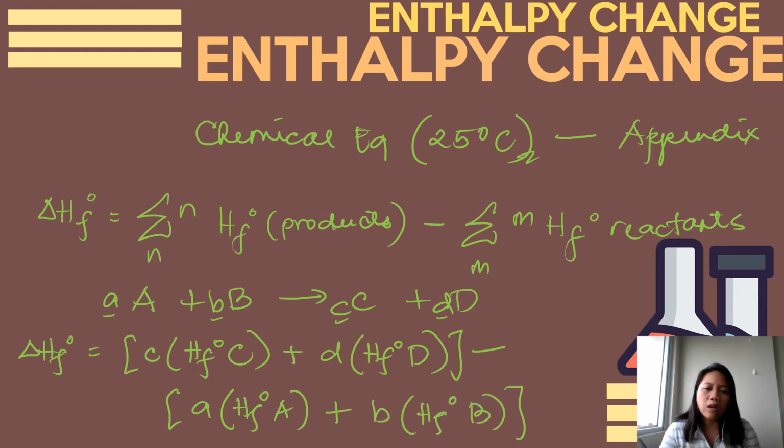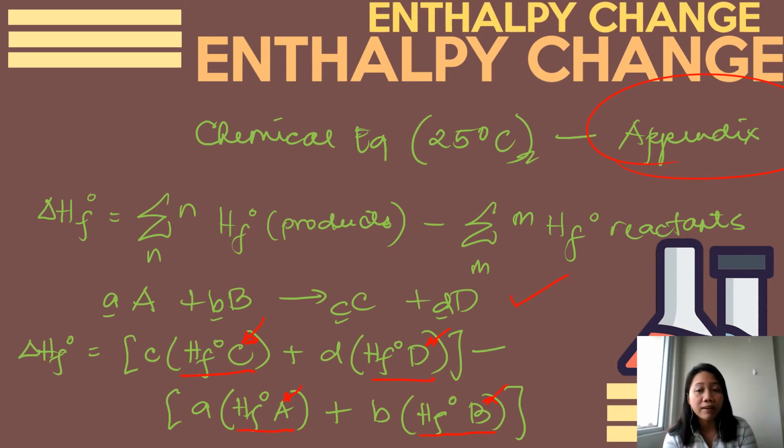Now, what are these HF prime values that I am talking about? You could see there these values. Of course, these letters that you have here, C, D, and A, as well as B, you have to replace with a particular compound if you are already given an example compound or an example chemical reaction. Then that would be the time that you're going to look for the values in your appendix so that you could use that value in solving this formula.